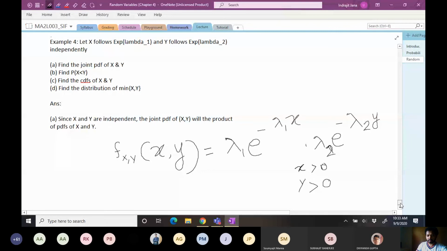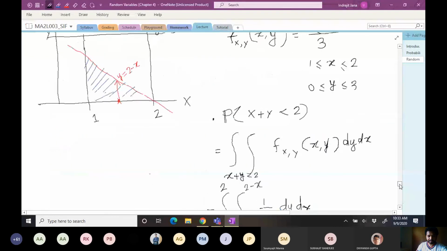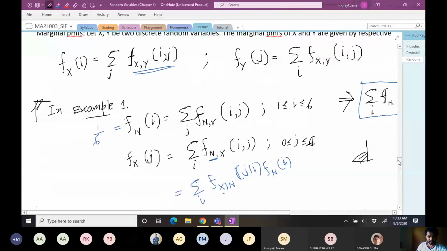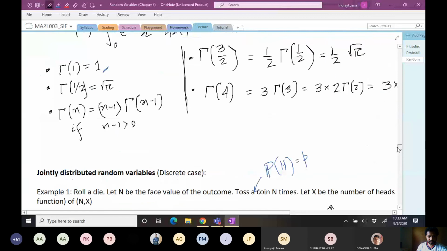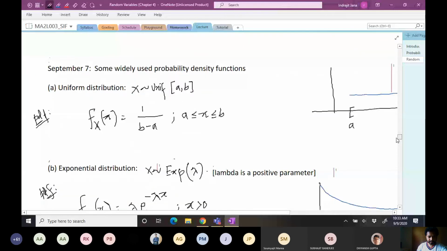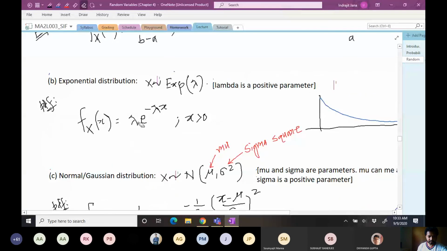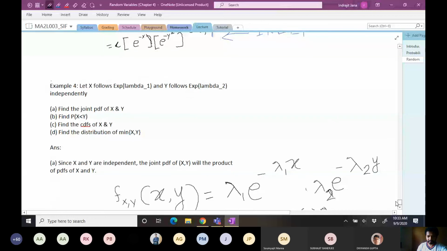So where am I getting this? From the previous lecture actually. The PDF of the exponential distribution was given by this: if it is following exponential lambda, the PDF is lambda times e to the power negative lambda x. So I have two exponential distributions x and y, one with lambda 1, the other with lambda 2. I take the product of the PDFs because they are independent. So that answers the first part.